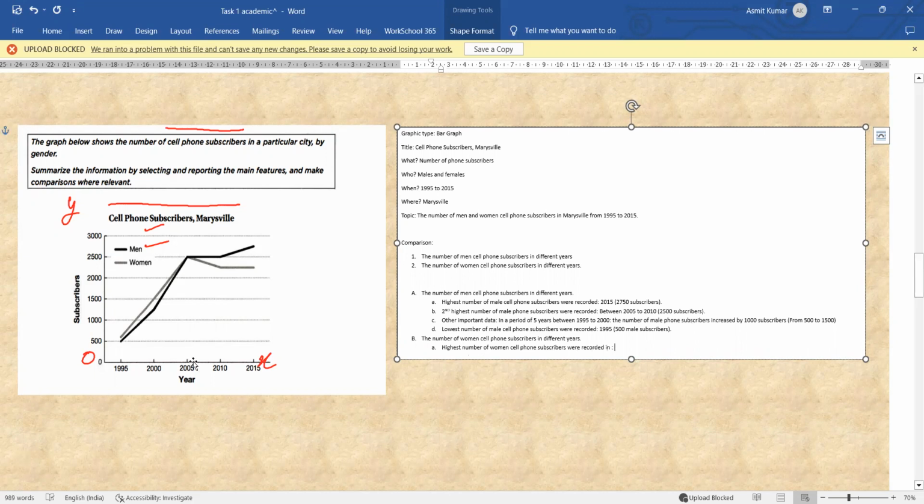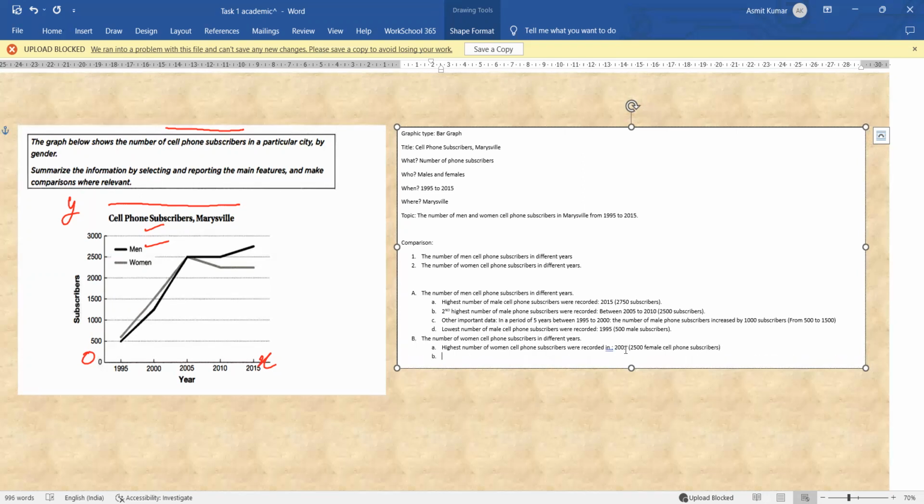so highest number of female were recorded in 2005. Note it down. And at that time, the number of women cell phone subscribers were 2,500. Female and women phone subscribers, 2,500.